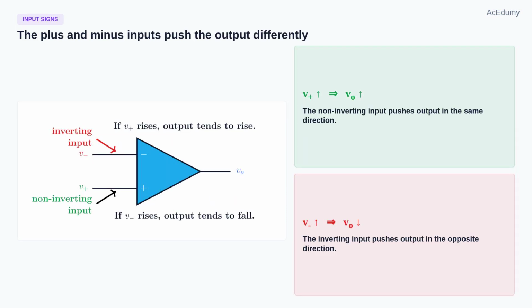The plus and minus signs tell us the direction of the effect. If the non-inverting input, V plus, becomes larger, the output tends to rise. If the inverting input, V minus, becomes larger, the output tends to fall. That is why the upper input is called inverting. A positive change there pushes the output in the opposite direction. This sign convention is the key to understanding why feedback can force the two input voltages to become almost equal in many linear op-amp circuits.